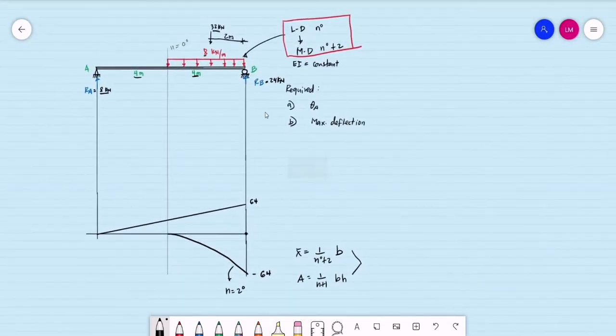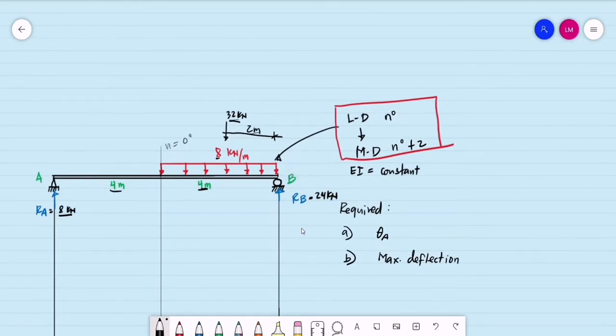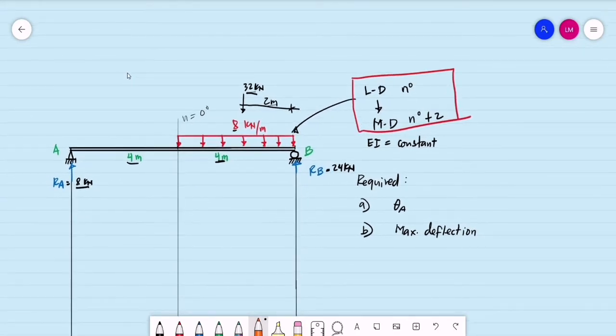Okay, so we may now proceed to our solution. To imagine the deflection of the beam, we may draw the elastic curve, or the deflected form of the beam. So let's say this is the deflected form of the beam.